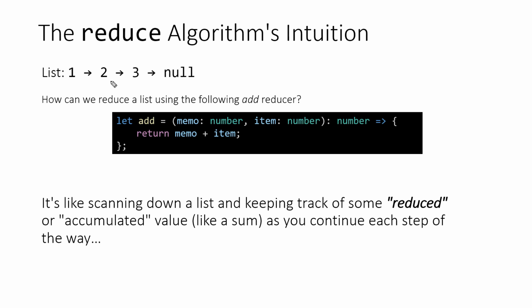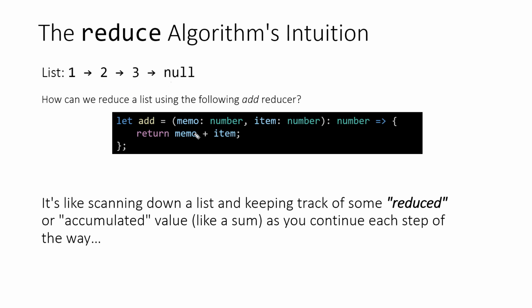So imagine a list 1, 2, 3, and our reducer function is this add function. We've got two parameters, the memo, which we've talked about, which is going to be the parameter that effectively is the result of the computation we've done up until this point. Item is going to be the next item in the list as we move through it one by one, right?